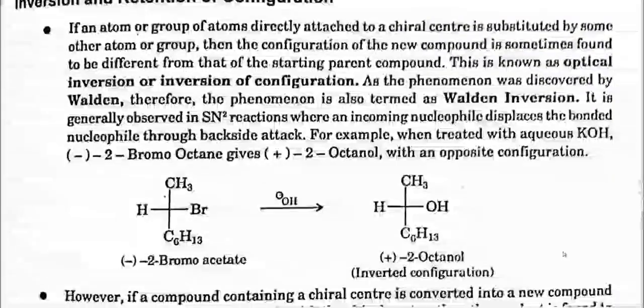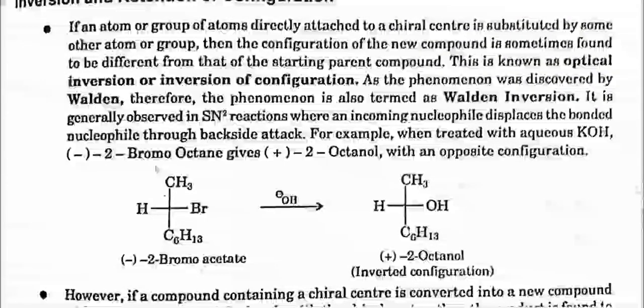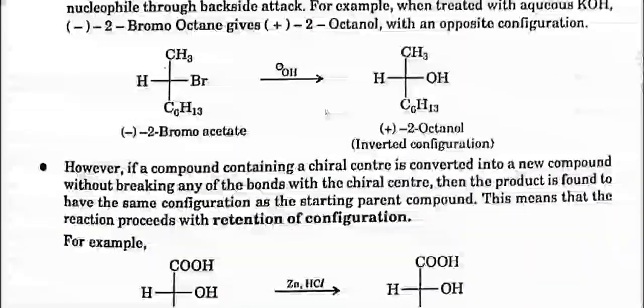For example, when treated with aqueous KOH, iodobromooctane gives this compound with an opposite configuration. Here we can see the reaction.